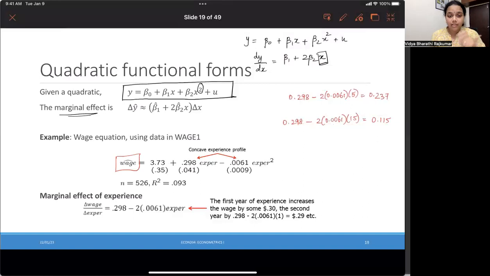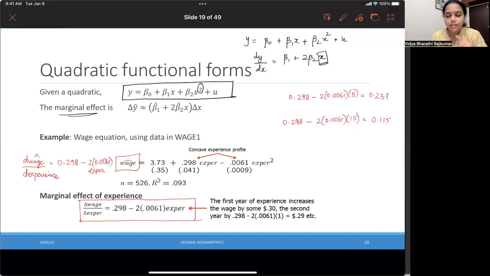So let's go ahead and figure that out. I'm doing change in wage by change in experience. And that's just going to be 0.298 minus 2 times 0.0061 times experience. I'm just using principles of single variable calculus to get this answer. And that is what you see here.